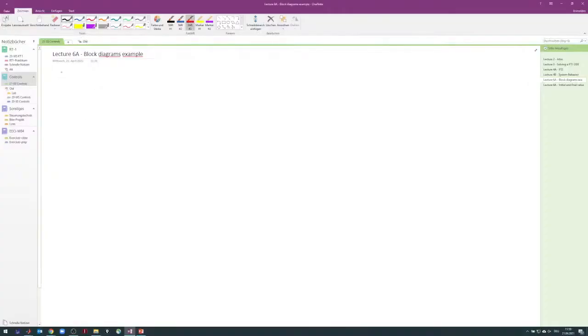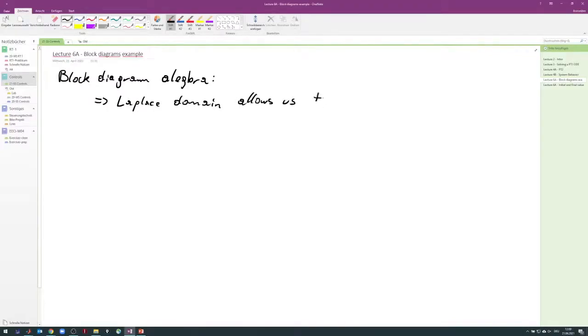So let's do block diagram algebra. You just grab a piece of paper, because this doesn't go in the script, and you follow me. What is the good thing here in the Laplace domain? The Laplace domain allows us to simply multiply transfer functions, and as well signals, right?